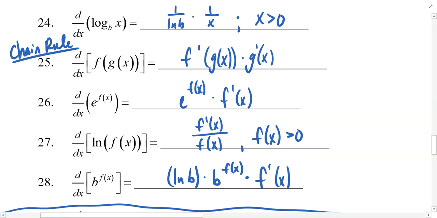Lastly, for number 28, the derivative of some unknown base other than e, or other than 10, well, no, this would work for 10 too, but other than e, is natural log of b times b to the f of x power multiplied by the derivative of that inner function f prime of x.